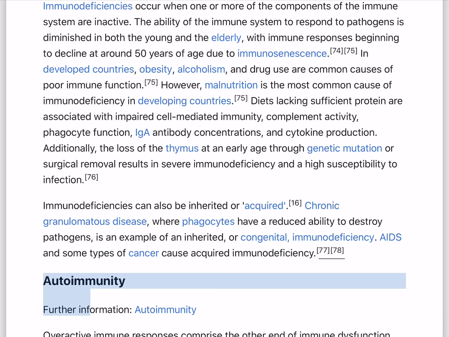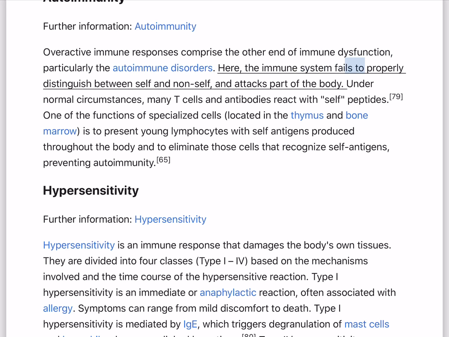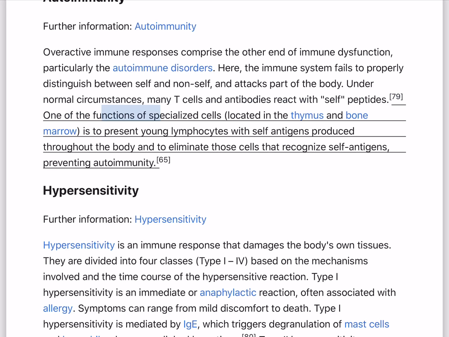Autoimmunity. Overactive immune responses comprise the other end of immune dysfunction, particularly the autoimmune disorders. Here, the immune system fails to properly distinguish between self and non-self, and attacks part of the body. Under normal circumstances, many T cells and antibodies react with self-peptides. One of the functions of specialized cells, located in the thymus and bone marrow, is to present young lymphocytes with self-antigens produced throughout the body and to eliminate those cells that recognize self-antigens, preventing autoimmunity.